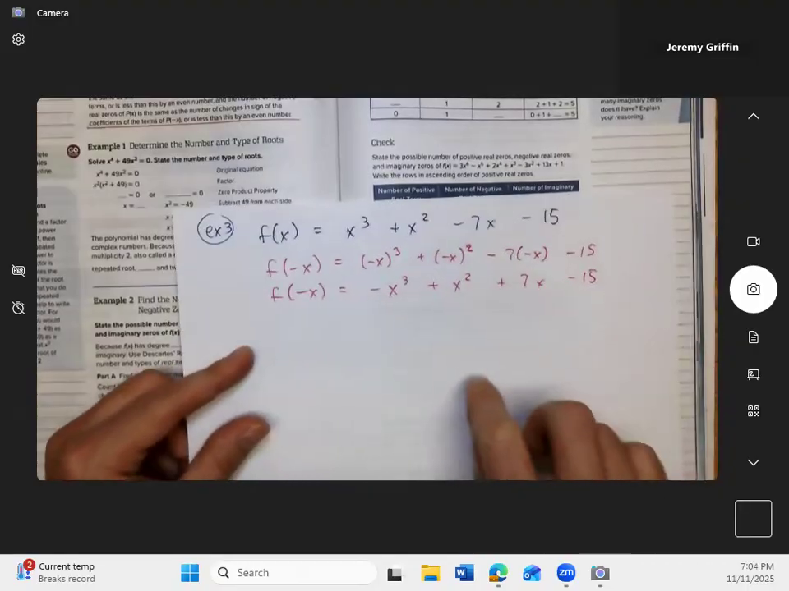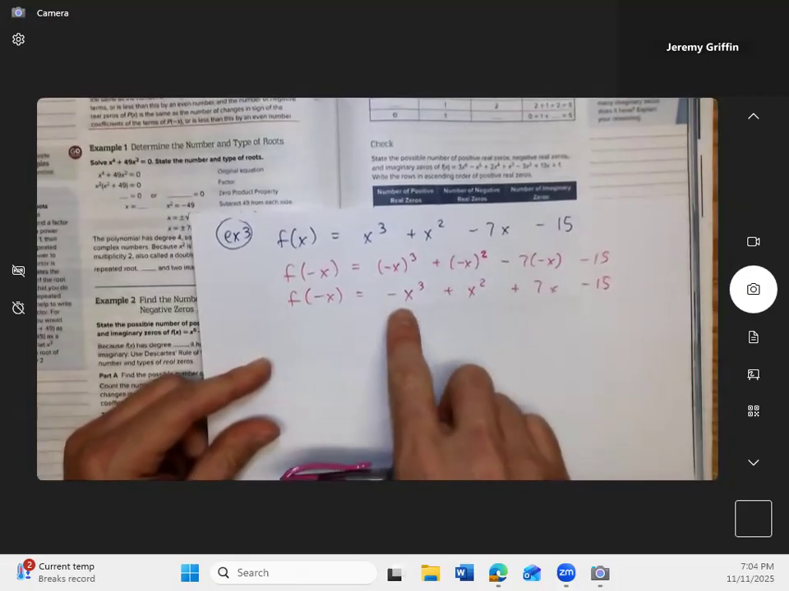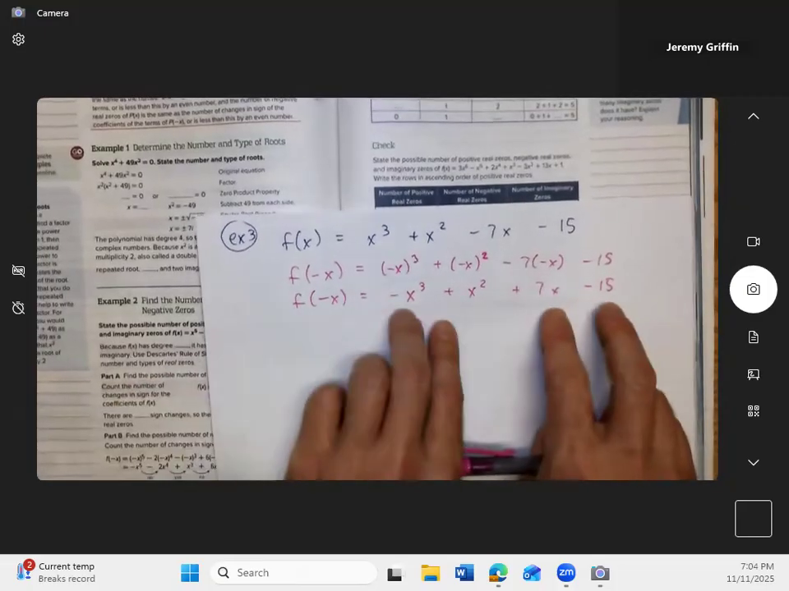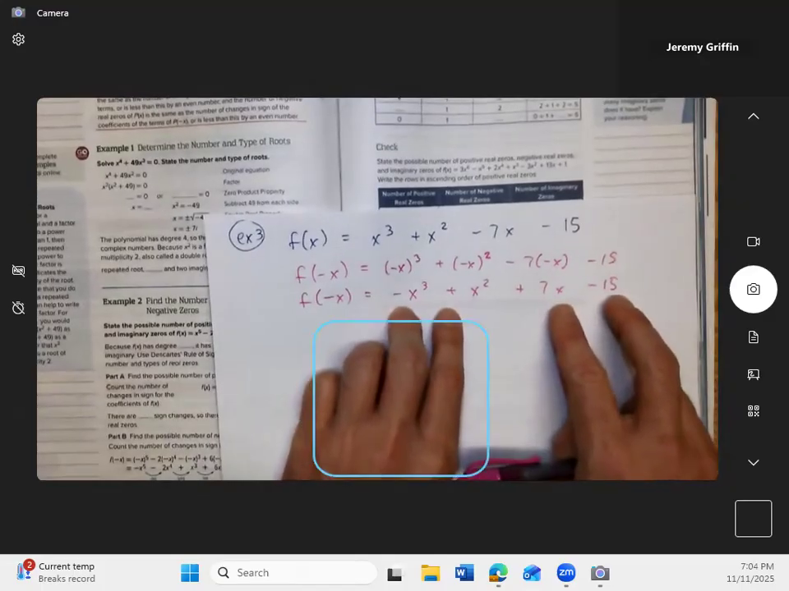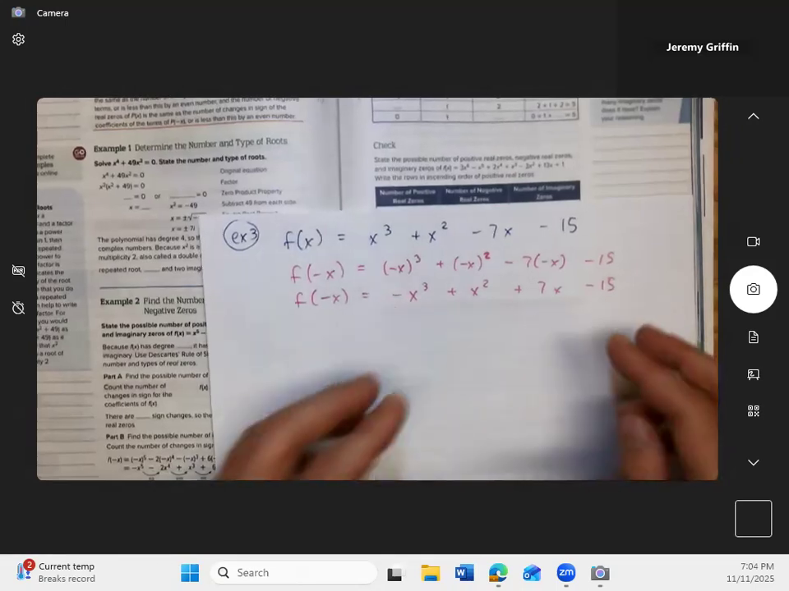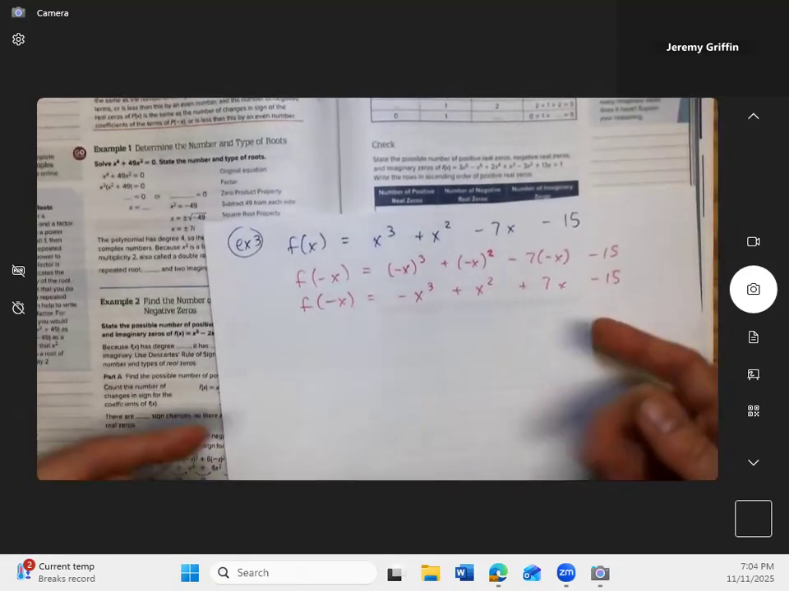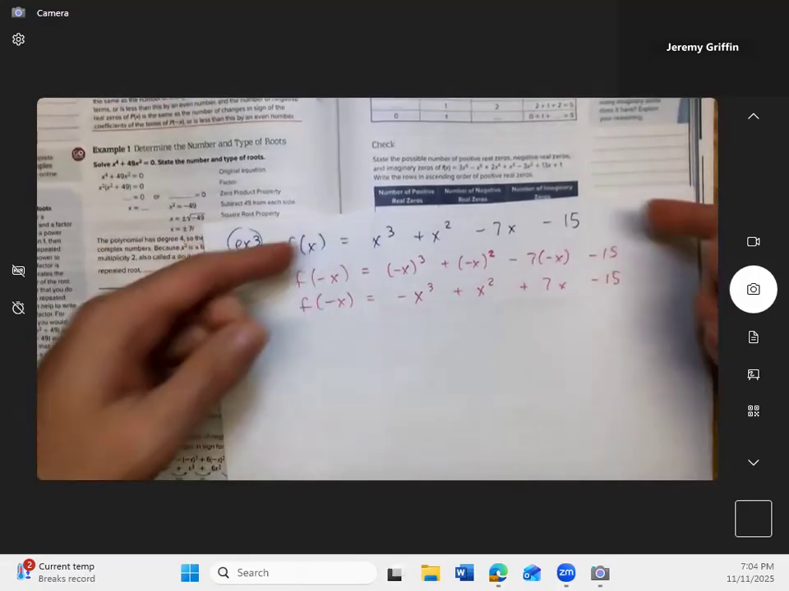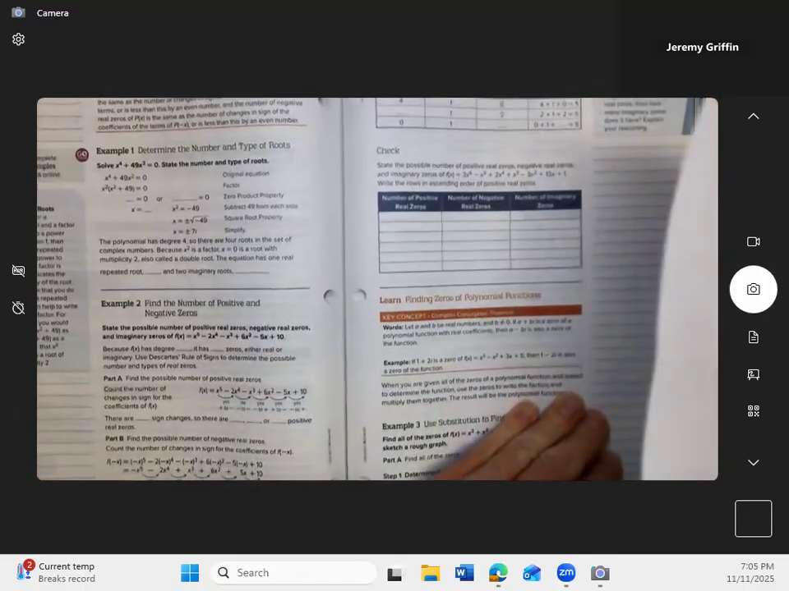Okay, so now let's look at the sign changes for not f of x, but f of negative x that I have here in pink. There's negative, positive, positive, negative. Ah, that's two sign changes. So that means there could be two real zeros in negative territory to the left of the y-axis, or maybe there are zero, but there's either two or zero in the negative territory, and there's one in the positive territory, right? So I have an idea of how many zeros to look for.